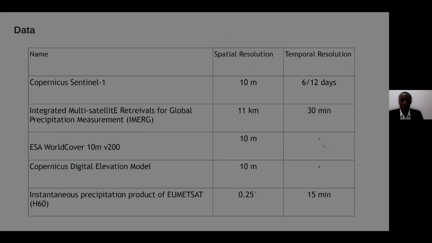Now, the data that we are using is the Copernicus Sentinel-1 for the flood detection, and the ESA WorldCover and then Copernicus DEM for refining the flood mask that will be obtained from the Copernicus Sentinel-1, and then the Integrated Multi-satellitE Retrievals for Global Precipitation Measurement for determining the temporal profile of precipitation in the country. And the UMESAT data was used for the selection of the pre-event and the post-event period for the flood studies.